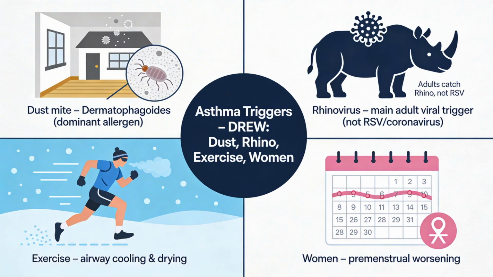Think derma equals dust equals dominant allergen. Exercise induced asthma happens due to airway cooling and drying linked to hyperventilation. Picture an athlete gasping in cold air. And yes, premenstrual worsening is very real due to hormonal effect on airway reactivity. Mnemonic to recall triggers: D, R, E, W: dust, rhino, exercise, women, premenstrual.